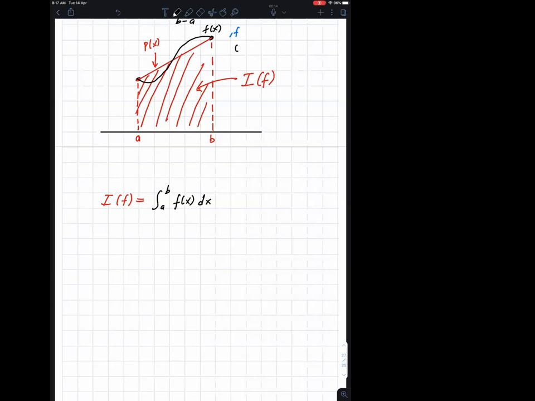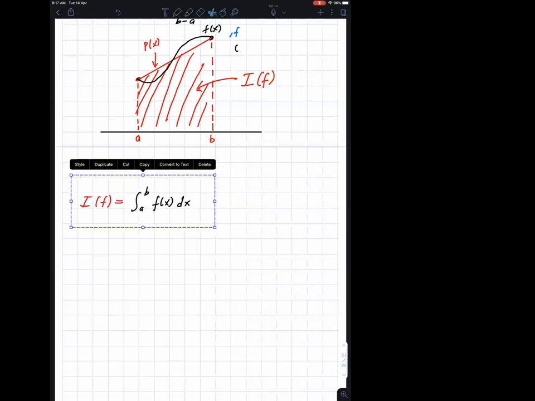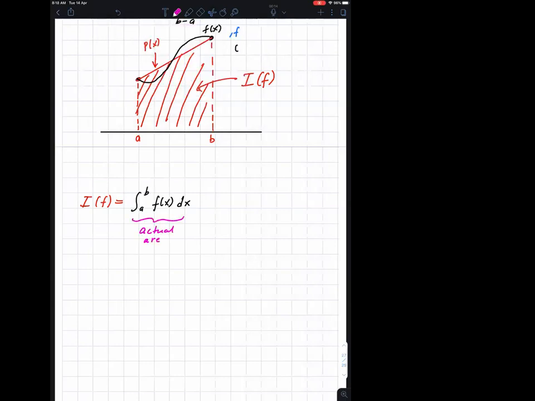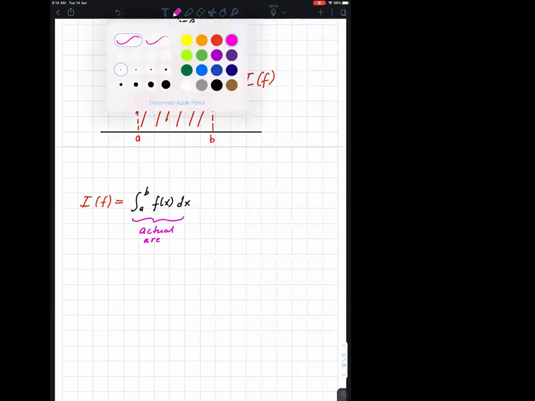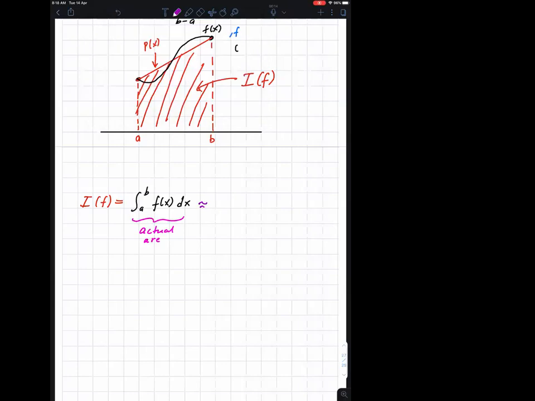I as a function of f is the area under the linear polynomial of degree 1. The actual area, so this is the actual area, can be predicted using the equation of the straight line that we developed.